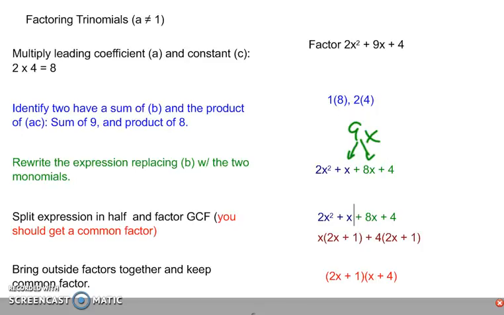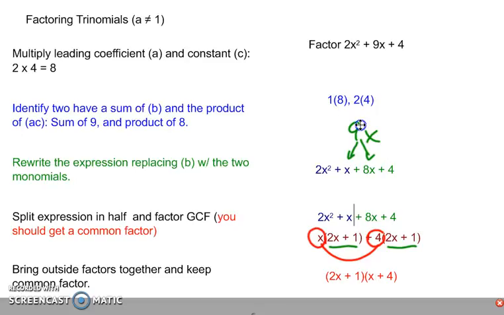And once we split the expression in half, we're going to factor the GCF out of the left side and the right side. So on the left side, the GCF will be x, which will leave us with 2x plus 1. On the right side, it's going to be 4, which will also leave us with 2x plus 1. Again, by getting that common factor, that tells us we've done something good, so that when we go to write our final answer, we're going to take the outside factor of x, in this case plus 4, bring them together, and keep the common factor.